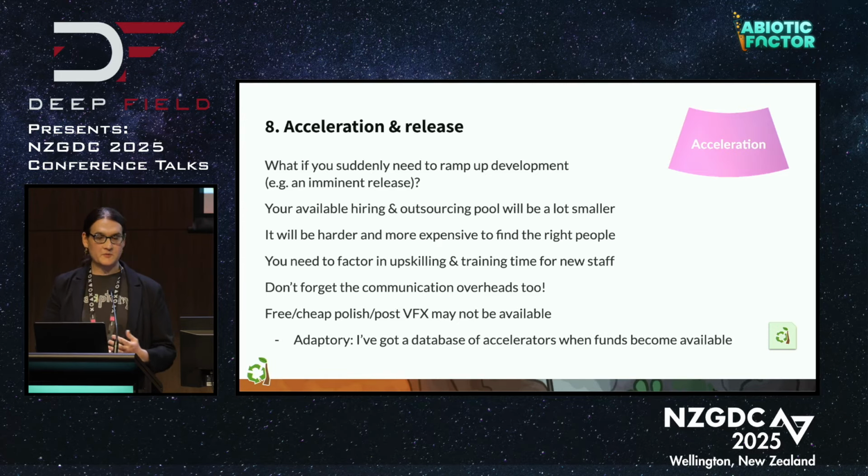And so that is what I've done with Adaptera as well. And don't forget the communication overheads as well. If you're using a bigger game engine, there are tropes. If you're using an unusual engine, you're going to have to work out what the production pipeline looks like. And as you go towards release, again with the asset stores, free or cheap polish or VFX may not be available. So you need to factor that in as well. So with Adaptera, I've got a database of people or contacts I call accelerators, so that if I suddenly need to get a dozen community managers, I've got some people lined up. If I need to get some developers lined up, I've got them ready to go.